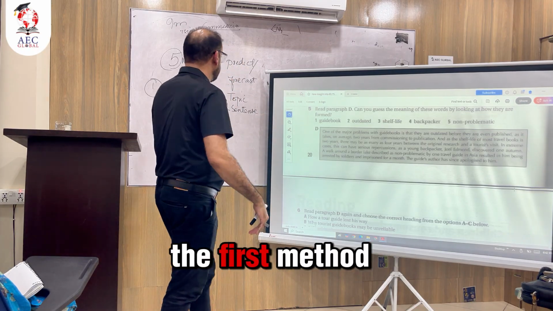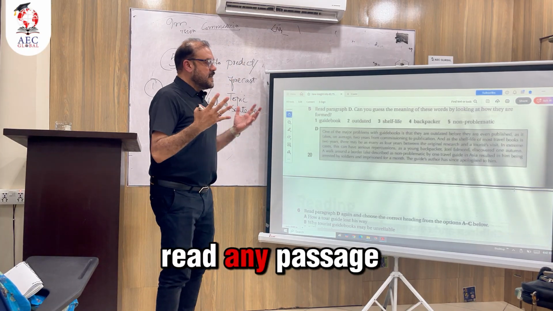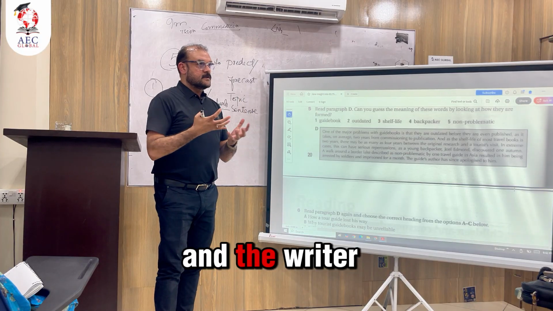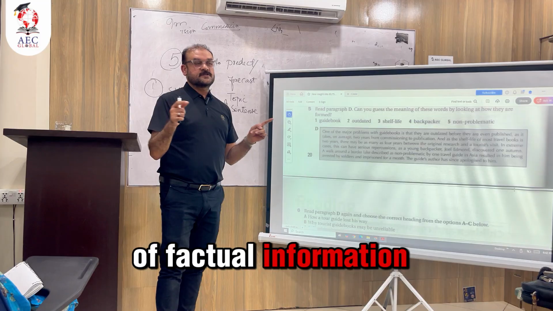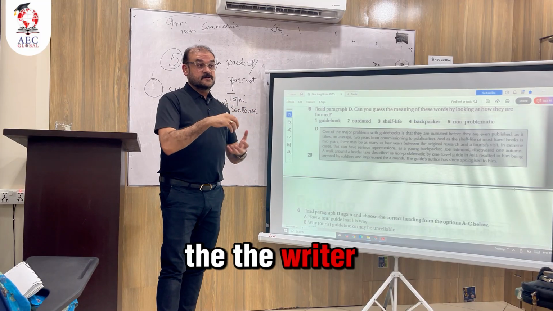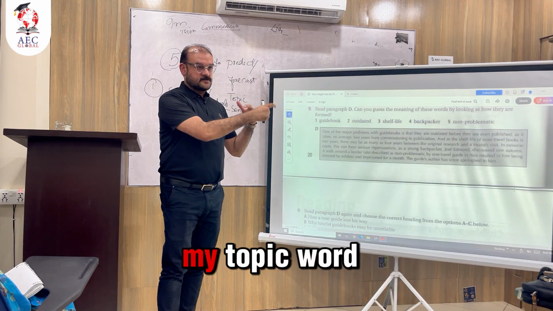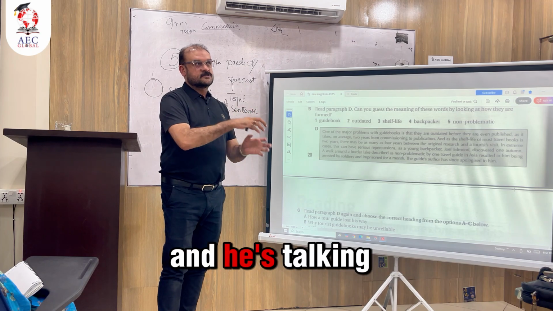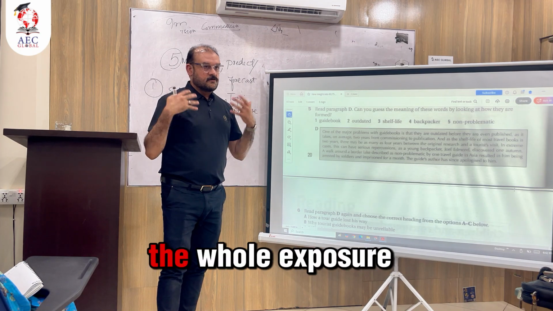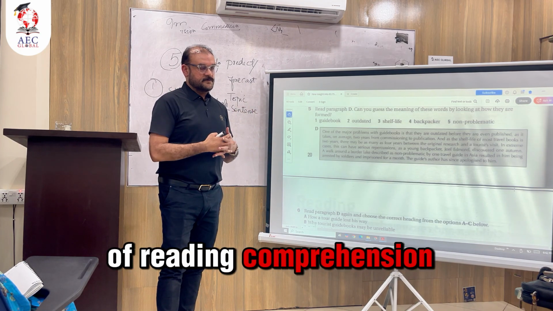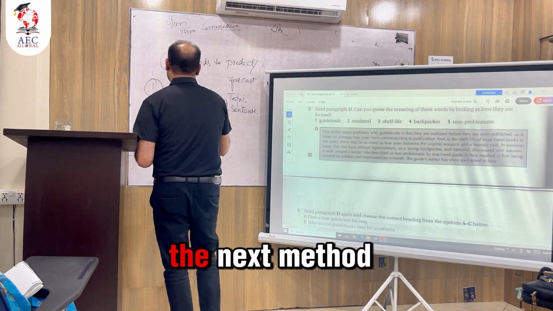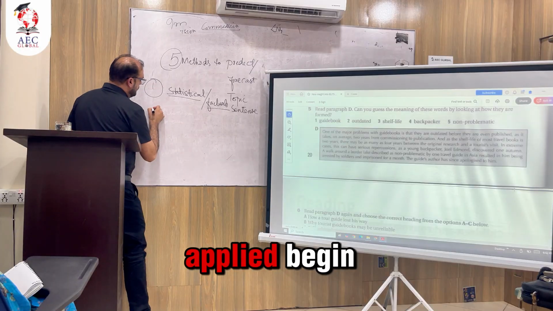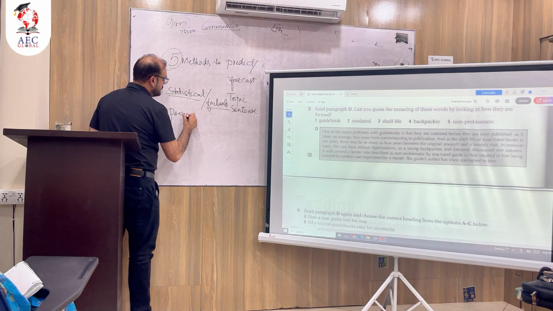Okay, so this is the first method. Whenever you read any passage, please apply that. If the writer is probably talking about some statistical information or some kind of factual information, you can guess that the writer is talking about that particular word. My topic word was Hubble, and it is talking about the factual information. The whole exposure of reading comprehension will be completed. The next method which can be applied begins.